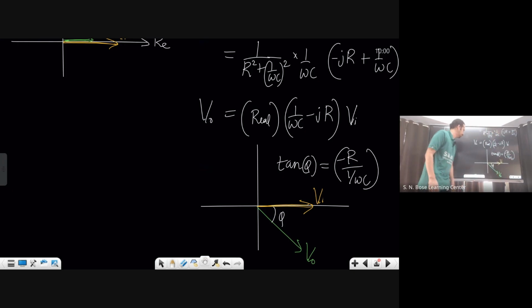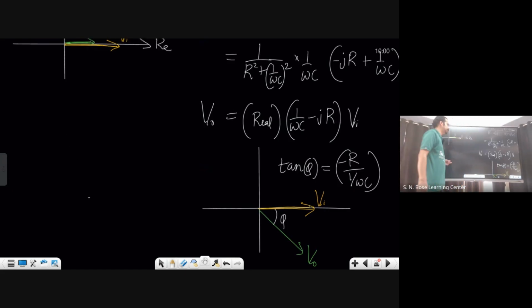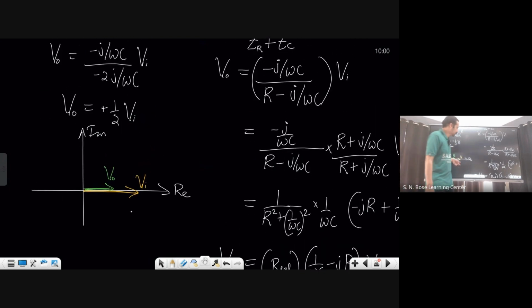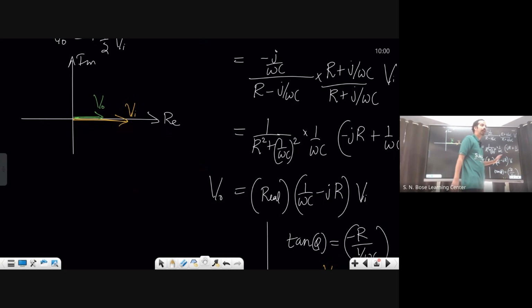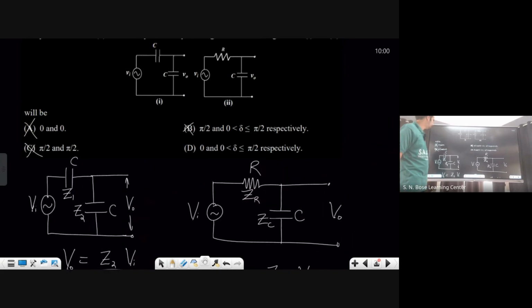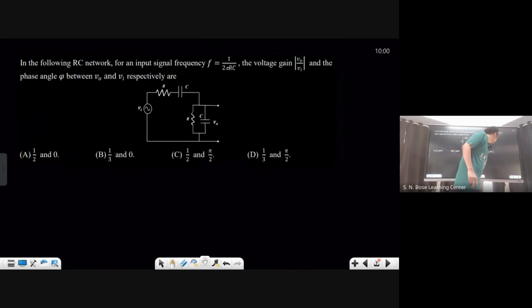Okay, so check this out. But we know that it is between 0 to minus pi by 2. Check this out. He said phase difference. Okay, he didn't say how much V naught is leading or lagging. That he didn't ask. He just said phase difference. Okay, that's why that negative sign has no role here. Okay, can you grab this one? Okay, completely. Very simple.